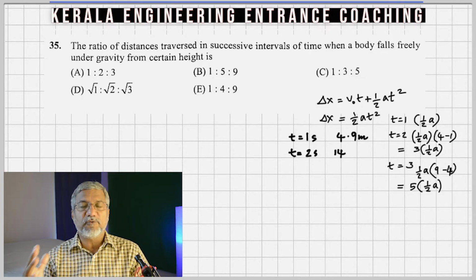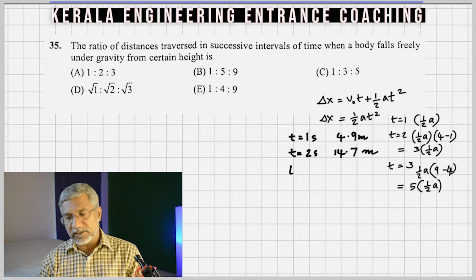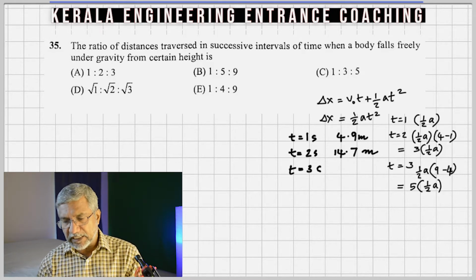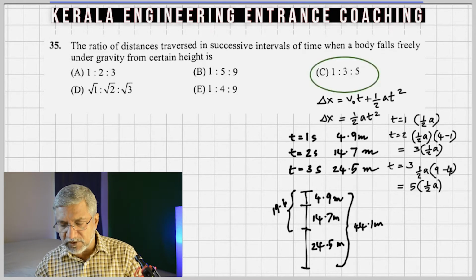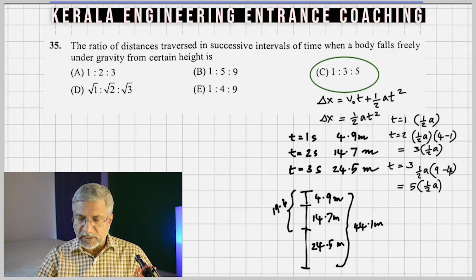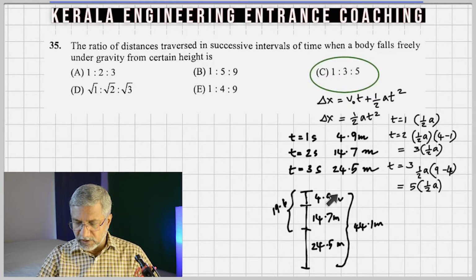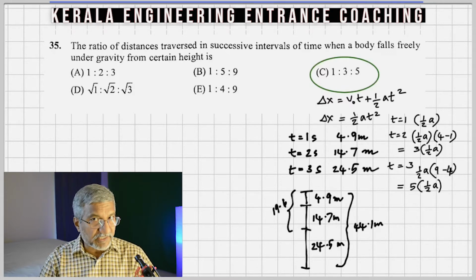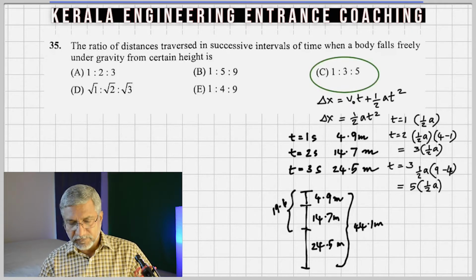So in 1 second, it's 4.9 meters. In 2 seconds, it's 14.7 meters. And in 3 seconds, it is going to be 24.5 meters. So you see that? The diagram should make it clear. It travels 4.9 meters in the first second, 14.7 in the next second, 24.5 in the third second. The total displacement in 3 seconds is 44.1. The total displacement in 2 seconds is 19.6. Hope that makes sense. Thank you.